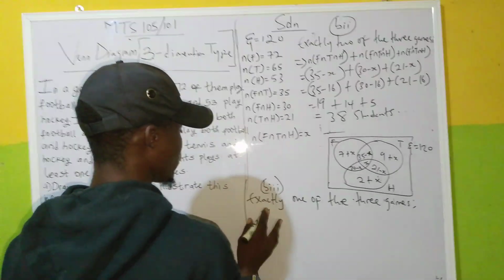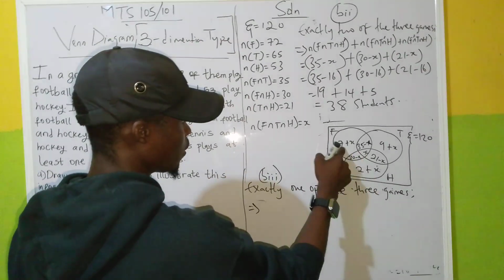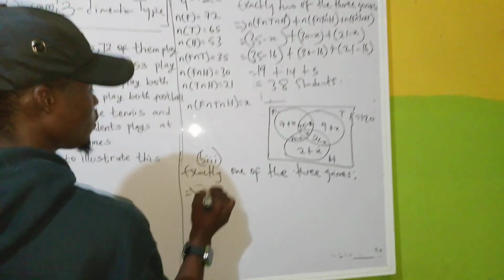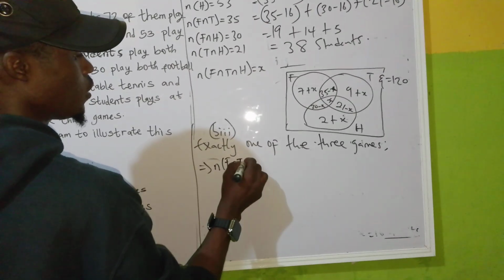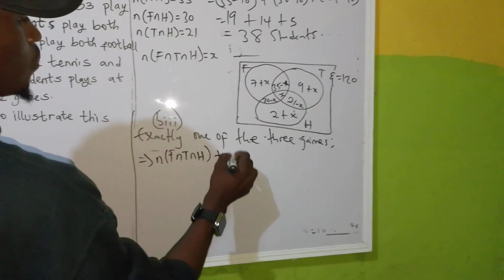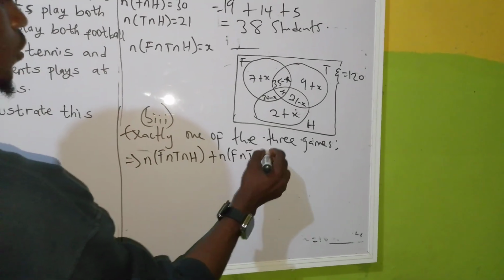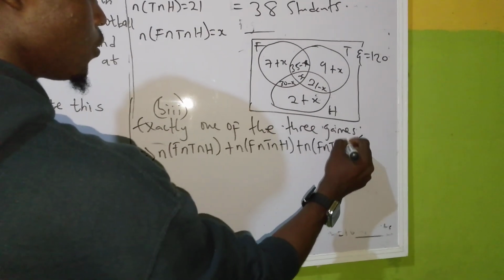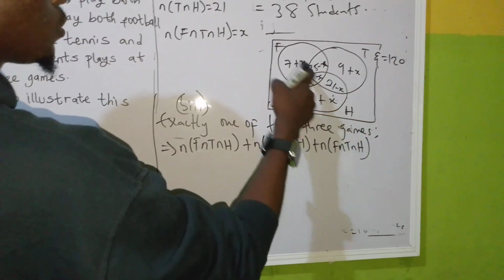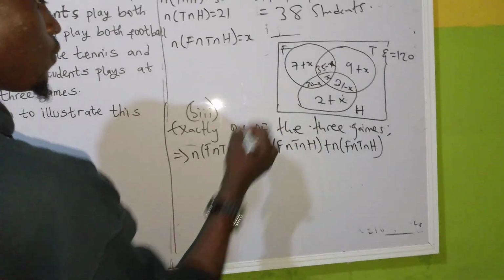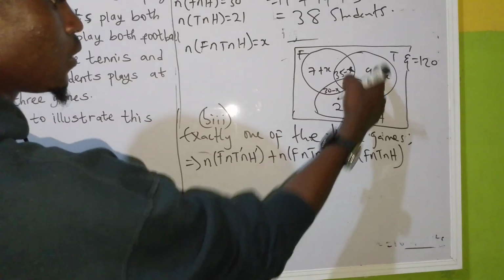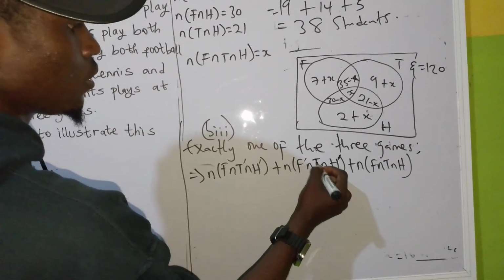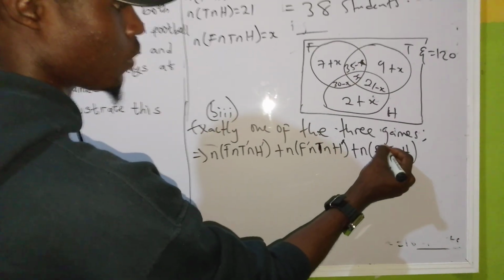So it implies exactly one of the three games, that is exactly one inside the circle. That is the number of F intersection T prime intersection H prime, plus number of F prime intersection T intersection H prime, plus number of F prime intersection T prime intersection H. So exactly this one is F, this one will be prime. Exactly T, this one will be prime because we are talking about T. Exactly H, this one will be prime.